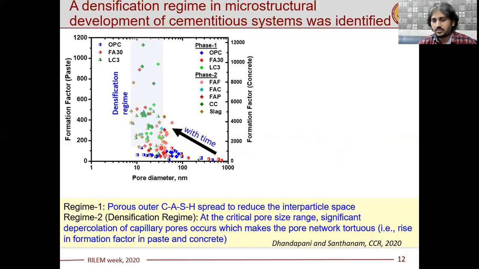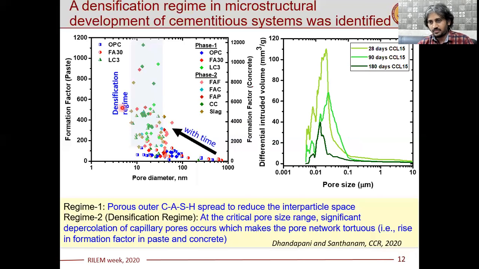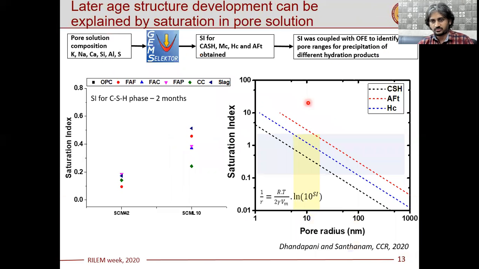Post the sizes reaching a critical range of 10 to 30 nanometers, there is a major increase in the formation factor both for cement paste as well as concrete systems. This shows that at the critical size range, there is significant depopulation of the capillary porosity, which makes the pore network highly tortuous. We categorize this as the densification regime, wherein when we processed some of the results, we identified that once the critical pore size reaches the range of 10 to 30 nanometers, there is only a reduction in the volume corresponding to the critical pore size rather than a shift in the pore sizes.